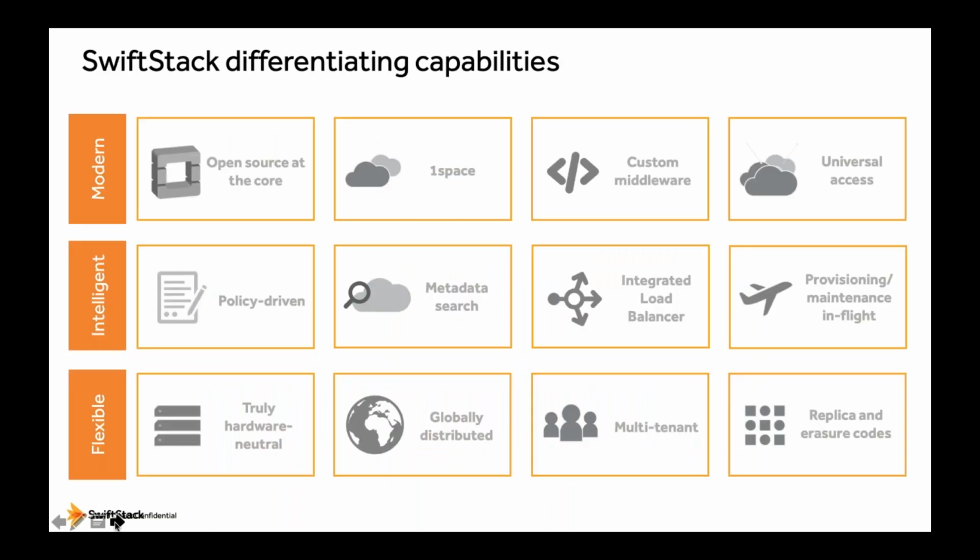Okay. Real quick to highlight some of the differentiators, right? Not all object stores are created equal, right? So starting on the bottom left-hand side, as I mentioned, truly hardware neutral. Multi-tenant support for service providers. Again, replica and erasure codes are supported. It's completely policy driven in terms of data placement, in terms of how your rebuilds happen, and so on and so forth. Metadata search across the whole global namespace. We also have an integrated load balancer, so you don't need an additional separate load balancer like an F5. The load balancer is integrated as part of the product, which makes sure the data is basically round robin across what we call the pack nodes, right?